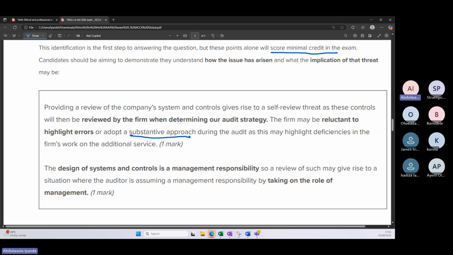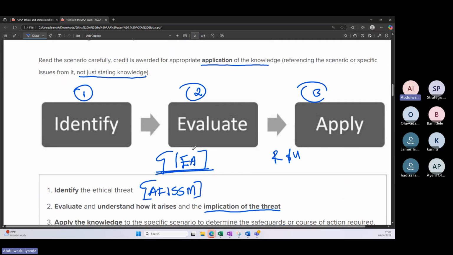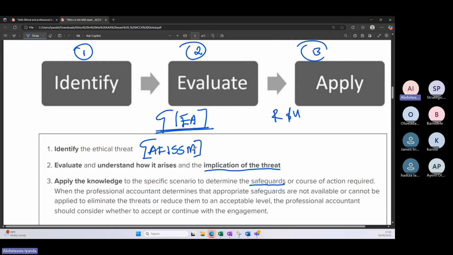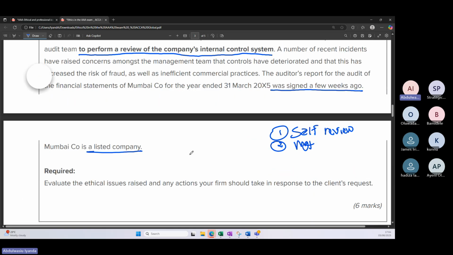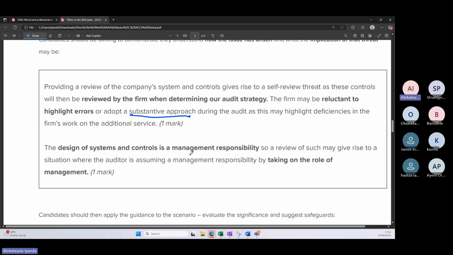So you can see now, you have explained it generally. That is the first step. If you go back to this guide, it says identify the threat. The next thing is understand and evaluate how it arises and the implication, which you can see is already embedded. The last thing is about the safeguard. Design of systems and controls is a management responsibility. So a review of such may give rise to a situation where the auditor is assuming management responsibility by taking on the role of the management.